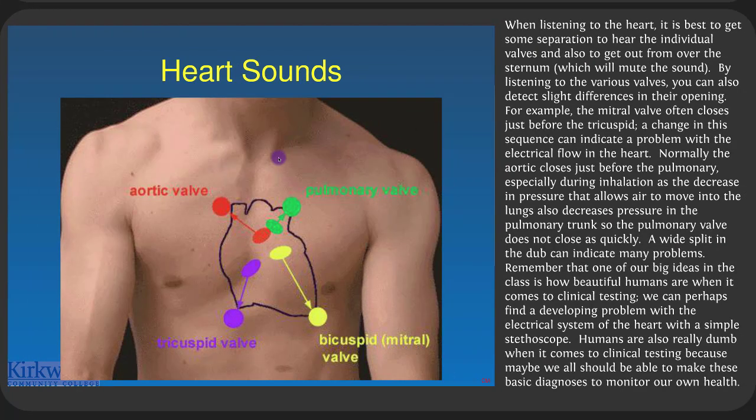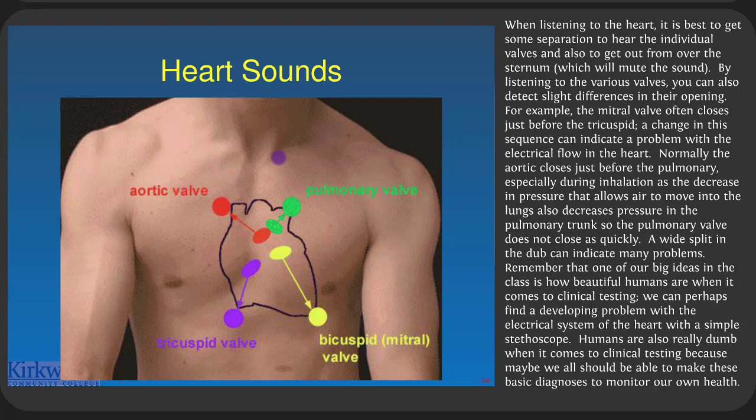When listening to the heart, it's best to get some separation to hear the individual valves, and also to get out from over the sternum. So we want to not be over top of the sternum, which will mute the sound. By listening to the various valves, you can also detect slight differences in their closing. So for example, the mitral valve often closes just before the tricuspid. A change in the sequence can indicate a problem with the electrical flow in the heart.